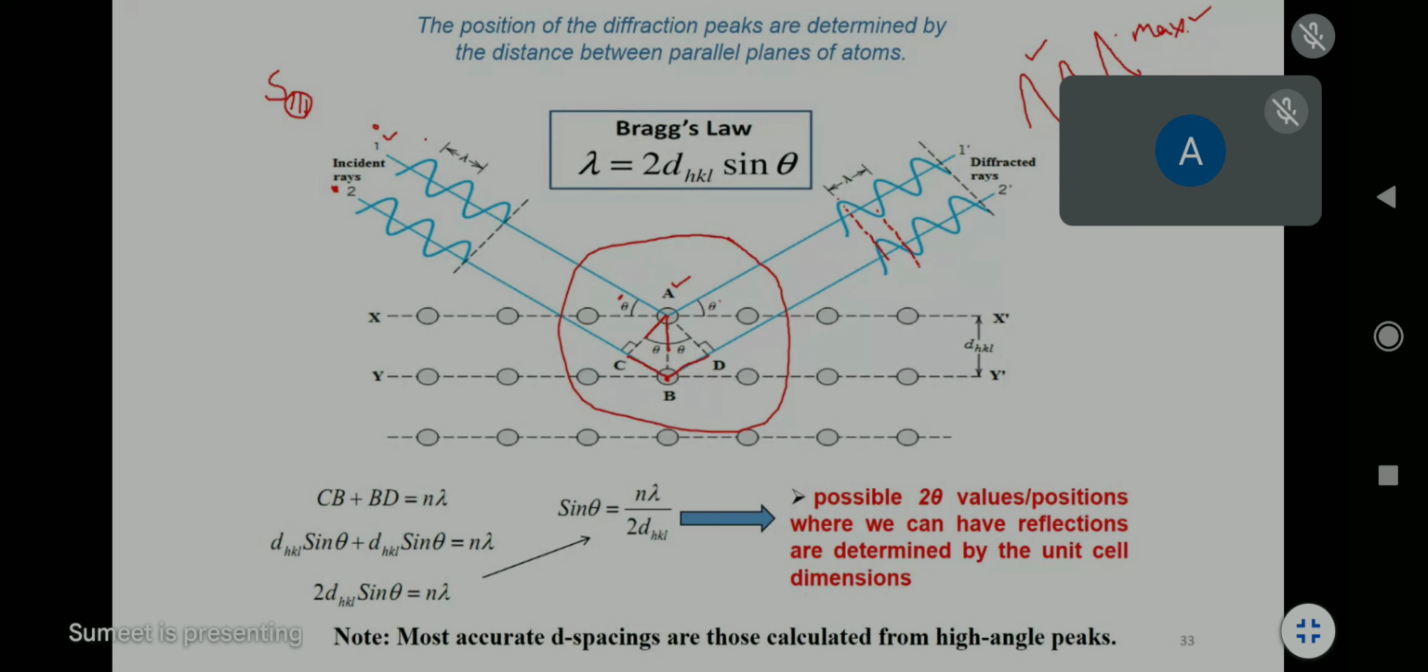For incident ray 1 and incident ray 2, wave 2 has to travel a larger distance, which is equal to the CBD length. If you add CB plus BD, this represents the extra distance which has to be traveled by these waves, and this should be equal to n lambda. And why is it equal to n lambda? Let me show you.